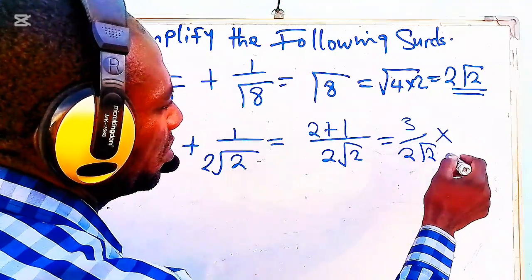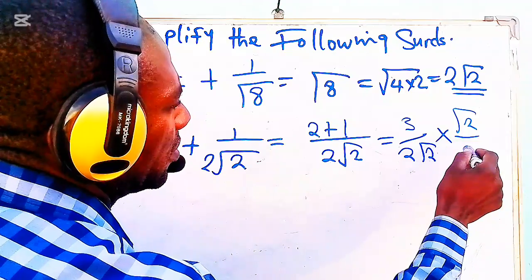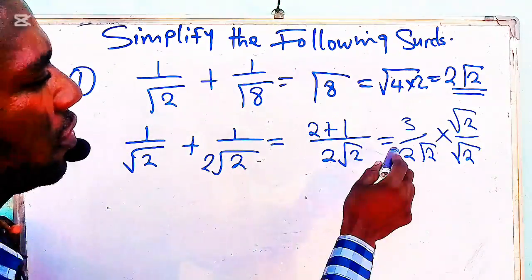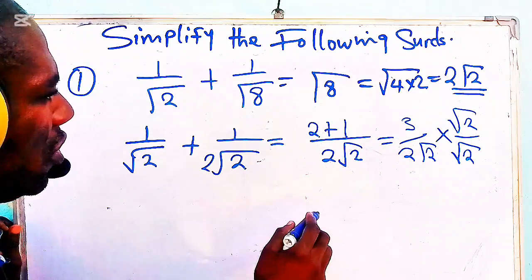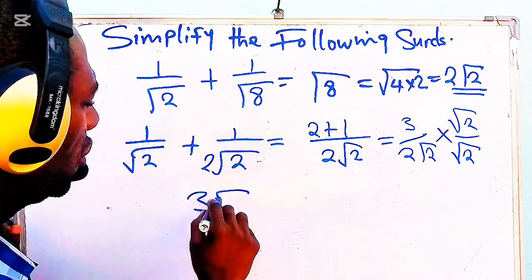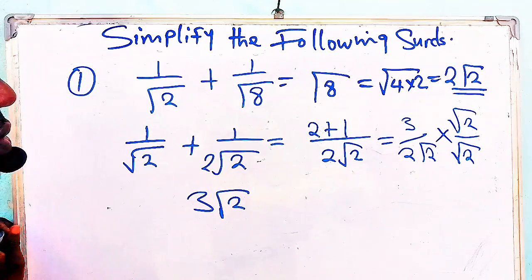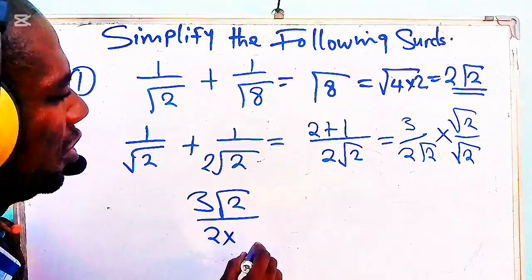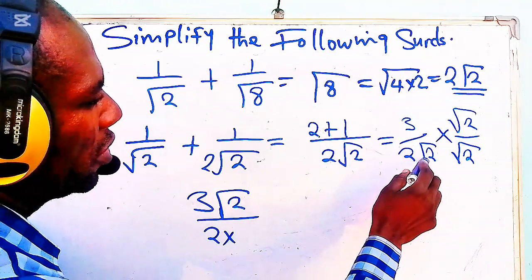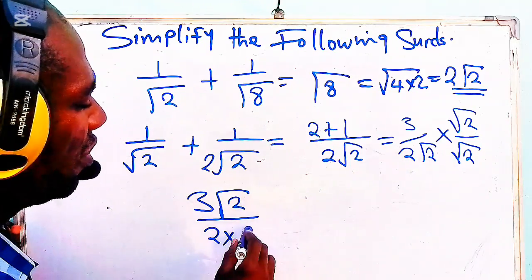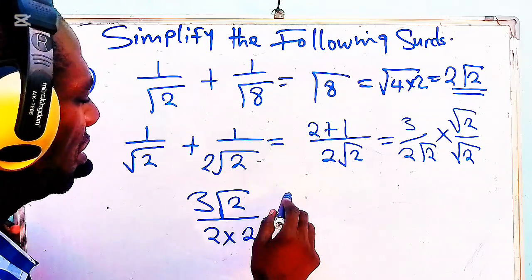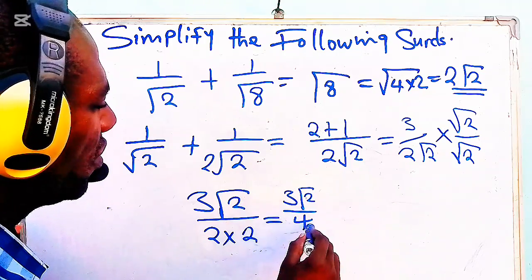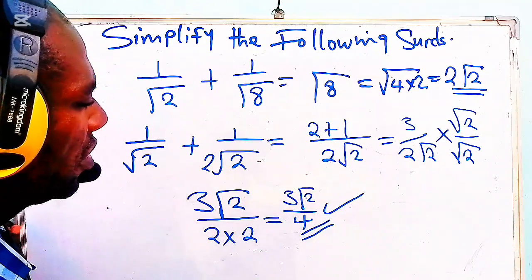Then rationalize by multiplying it by √2. So at the end, we are going to have 3 times √2, we'll be having 3√2, and the denominator 2√2 times √2, we're going to have 2 times 2. And this will give us 3√2 all over 4 as the final answer for number 1. Then number 2.